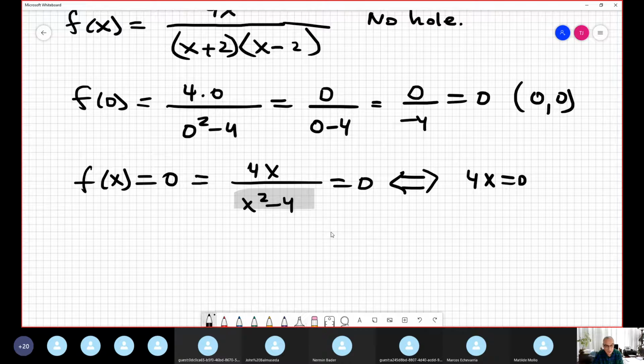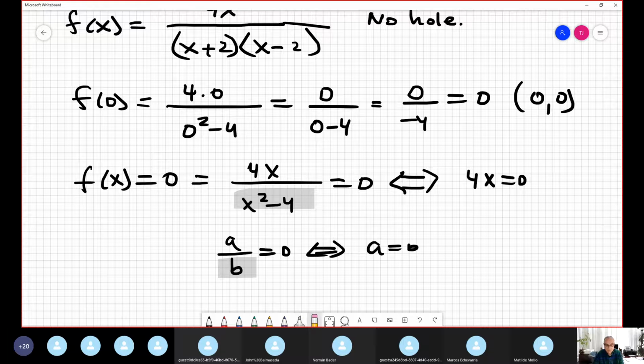Okay, guys, when you have a fraction a over b equal to 0, this is equivalent to saying a is 0. I don't care about b. B is not important. Do you understand this very well? Sure? Answer me. Yes. Okay.